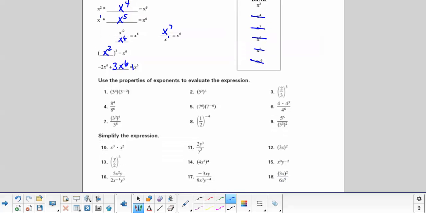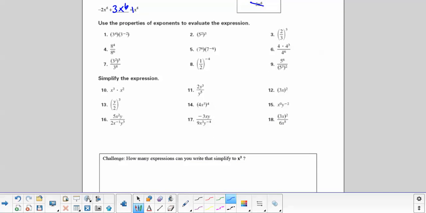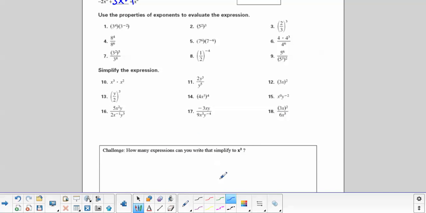Alright, so these are practice problems. You should pause the video and then just watch to check your answers. In this section we're using numbers instead of variables, but you use the same properties. It is possible to do these problems on a calculator, but it's good practice to do them without the calculator. You could always use a calculator to check your answers.